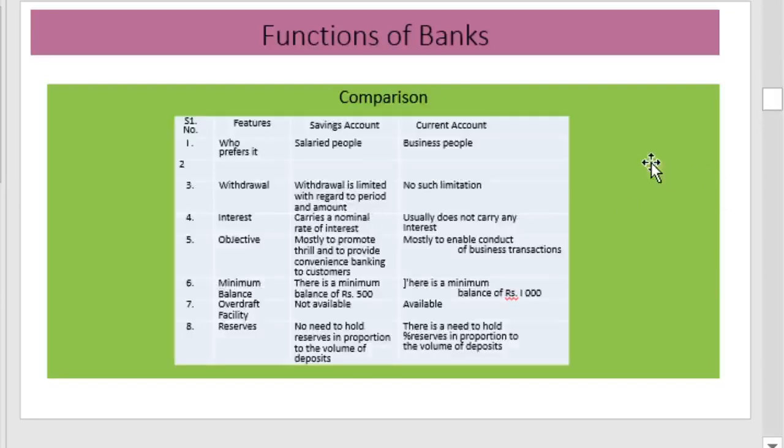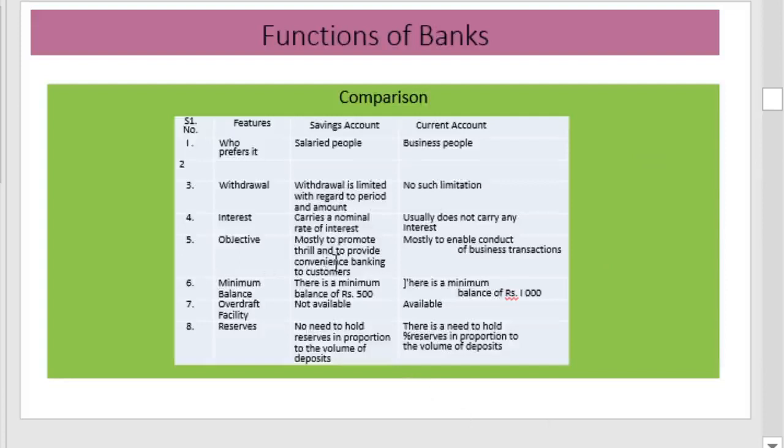A comparison of the savings account and current account is given. A savings account is preferred by salaried people and a current account is preferred by business people. There is a limit on withdrawals in the savings account, but there is no limitation on the amount of withdrawal or the number of withdrawals in the case of the current account. In a savings account only a nominal rate of interest will be given, but in the case of the current account, no interest will be provided.